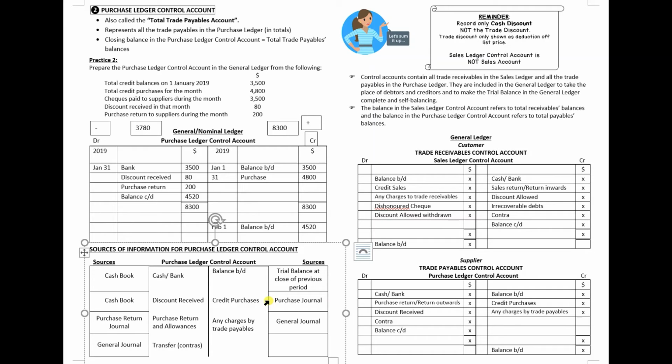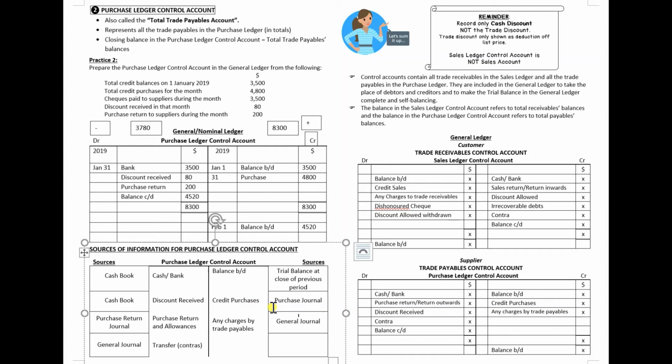Now these are the source of information for the purchase ledger control account, okay. It's somewhat like the opposite of the sales ledger control account. So when you pay to them, bank out, and then for the creditor, they will have it on the debit side, because bank for the creditor will be on the debit side, okay. Discount received, you just think of the discount received as an income, so it will be on the credit side. So here it will be on the debit side. Purchase, when you buy from the supplier, debit purchase and credit the creditor or the supplier. So credit over here is the purchase, okay.